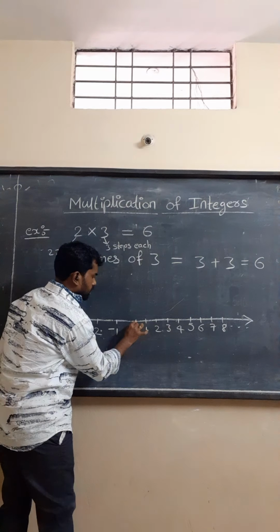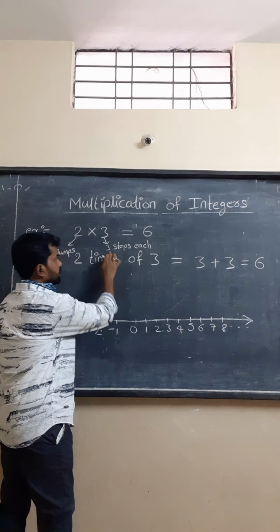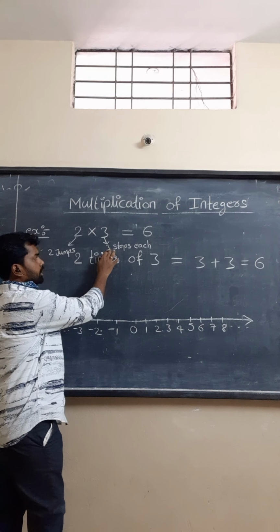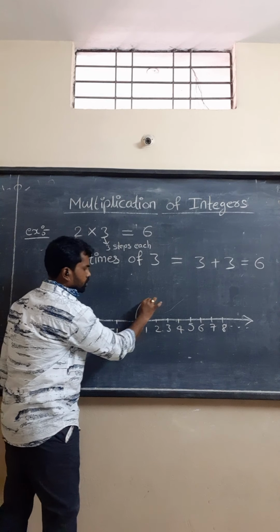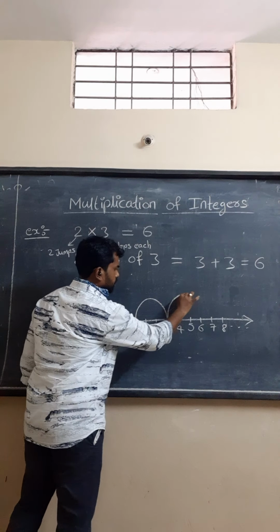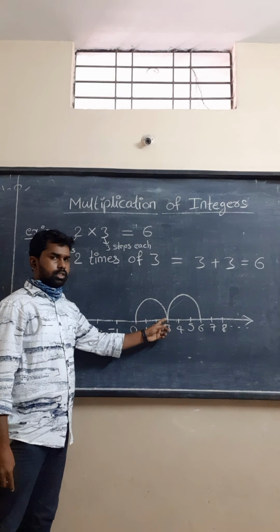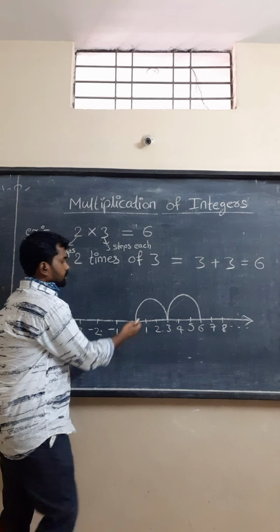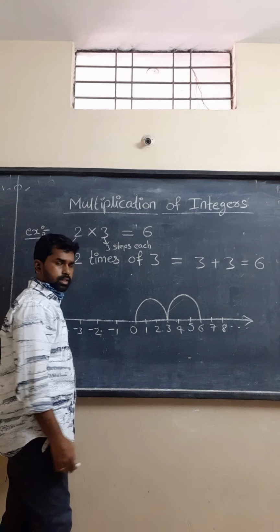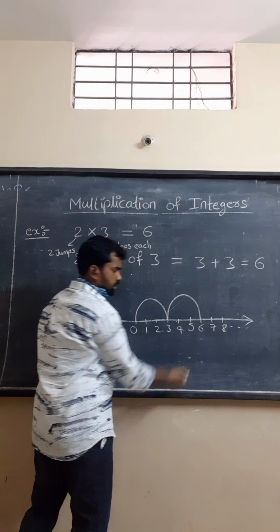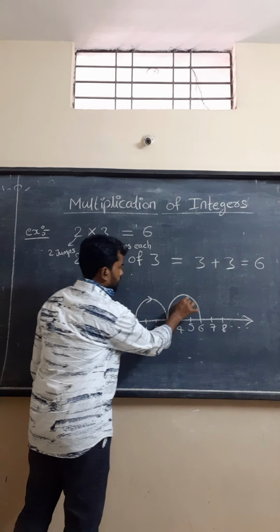From 0 I am jumping towards the answer 6, so I am making 2 jumps. In each jump I need to take 3 steps. From 0 you go to 3, and from 3 again you go to 6. Understood? 2 jumps: from here to here is 1 jump, and here to here is another jump. You can count the steps: 1, 2, 3. Then again 1, 2, 3. There are 3 steps for every jump.